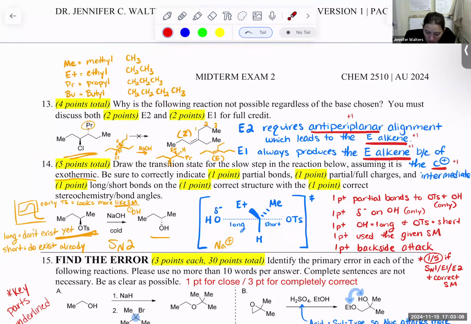For our 1 point for the given starting material, you had to make sure that you had the 4 carbons. So you recognize that it was the ethyl, carbon, methyl. If you used abbreviations like I did, cool. If you drew it out, cool. You just needed to have that structure. And then the backside attack, illustrating that it was 180 degrees. That was to get that last point. Any questions about 14?